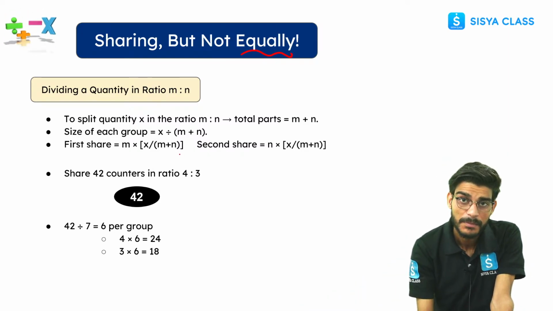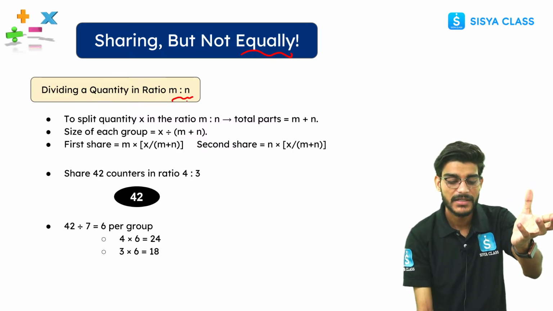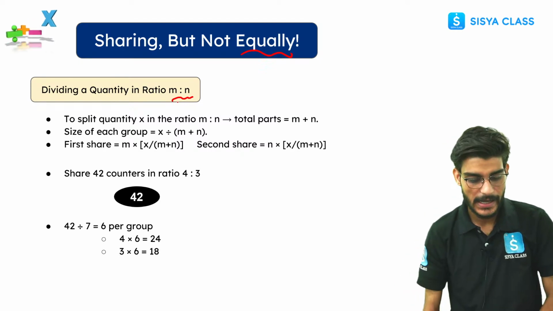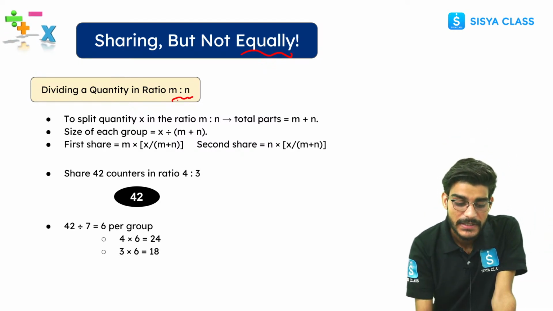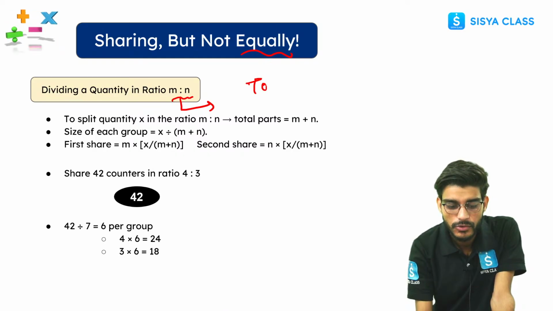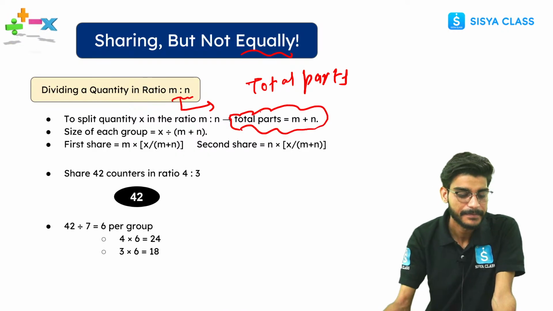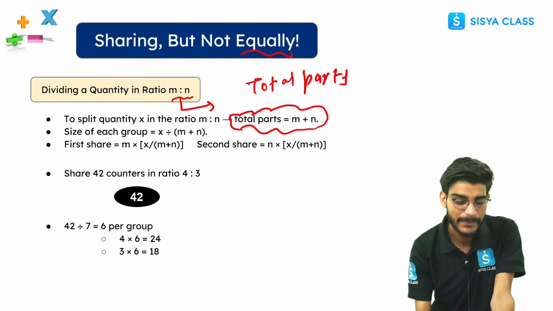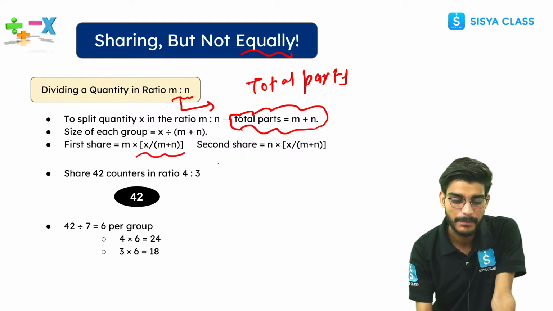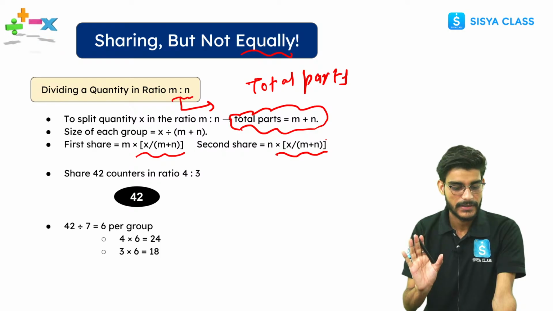Suppose you are sharing in m:n ratio. If you are sharing in m:n ratio, first you have to add m and n, to find the total parts. Okay, m plus n. Then the first share will be m into x divided by m plus n. The second share will be n into x divided by m plus n. Sir, didn't get it, sir.